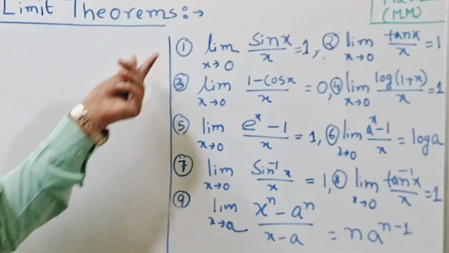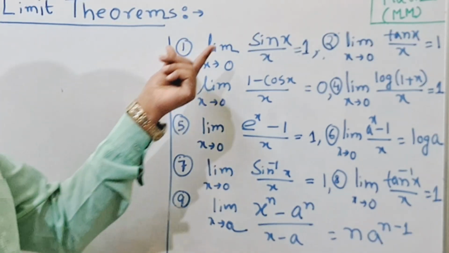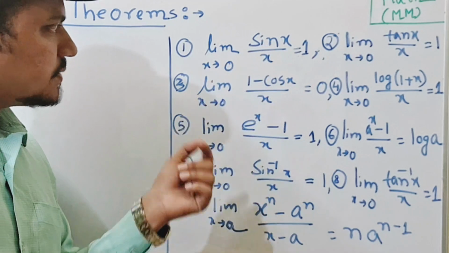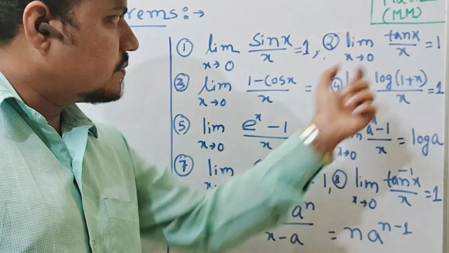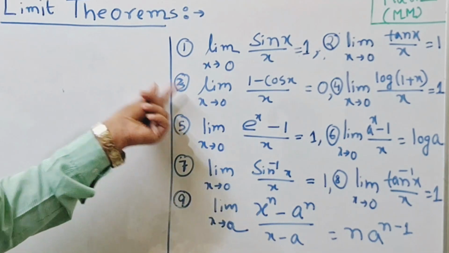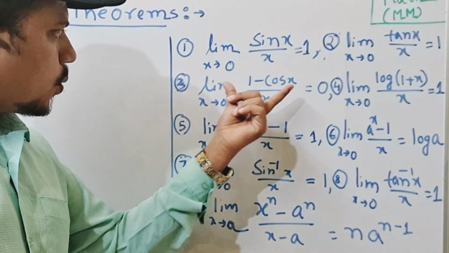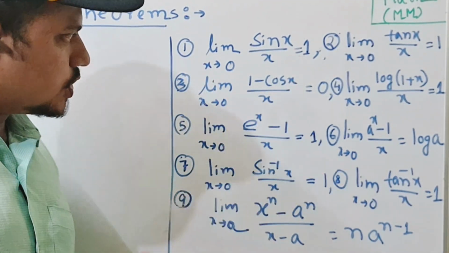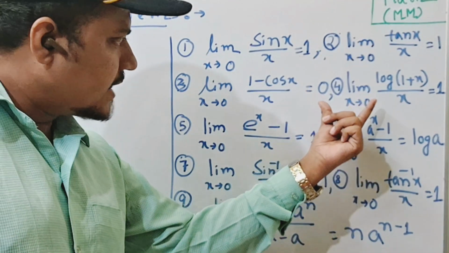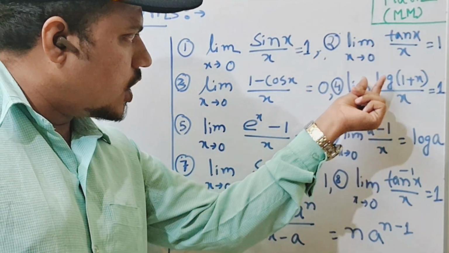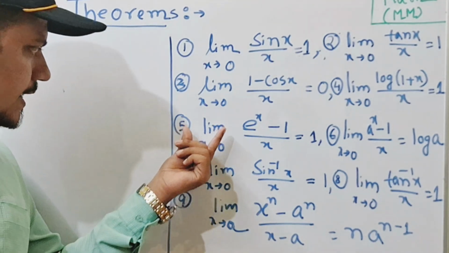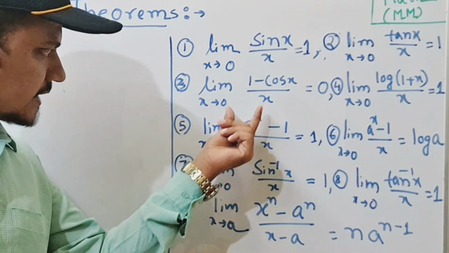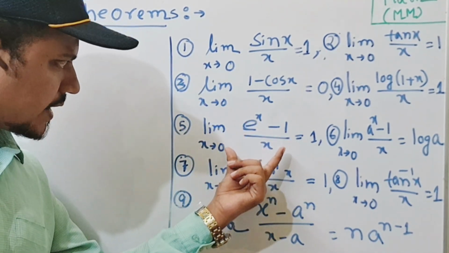You can note please. First property or first theorem is limit x tends to 0 sin x by x equal to 1. Number 2, limit x tends to 0 tan x by x equal to 1. Number 3, limit x tends to 0 1 minus cos x by x equal to 0. Number 4, limit x tends to 0 logarithm function log 1 plus x by x equal to 1.